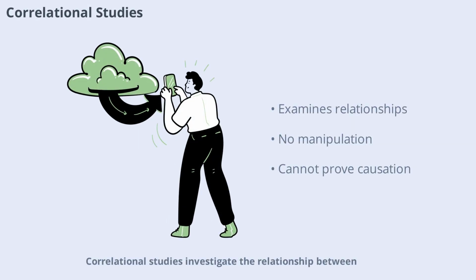Correlational studies investigate the relationship between two or more variables without manipulating them. Researchers use statistical methods to determine if variables are related and how strongly. For example, a study might examine the correlation between exercise and mood. While correlations can suggest associations, they do not prove causation. It's important to remember that other factors may influence the observed relationship.